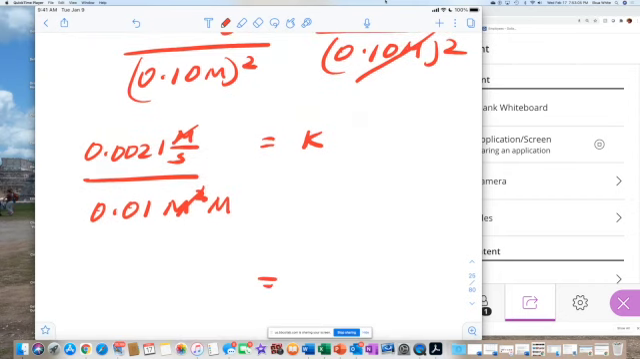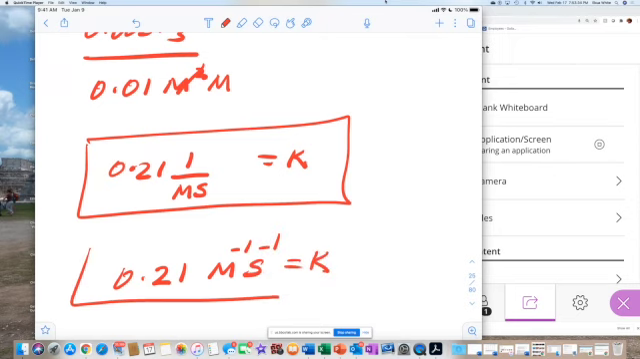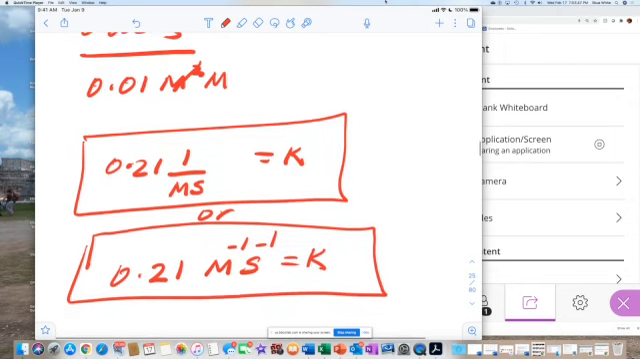So as far as the number is concerned, we have 0.0021 divided by 0.01, and we end up with 0.21, with units of 1 over molar second. This is K. You can look at it this way, or it can be written as 0.21 M to the power negative 1, s to the power negative 1, and this is going to be K. Mathematically, these units are alike. If you don't like fractional units, you can bring the denominator on top, but you raise it to the power -1.